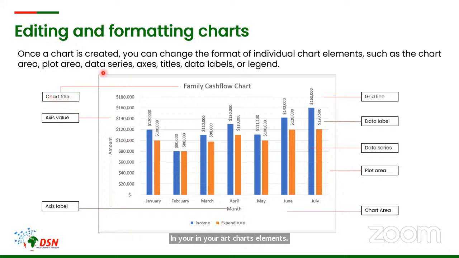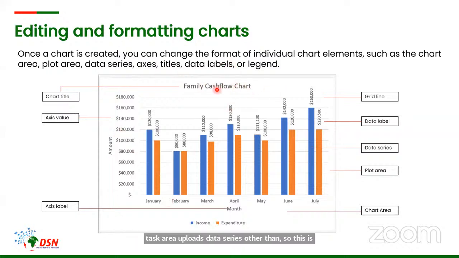Somebody is asking, is it qualitative or quantitative? It is quantitative because it's doing counts of places that are in the data sets. So once a chart is created, you can change the formats. You have seen me do that, such as the chart area, plots, data series, axis, and legend.